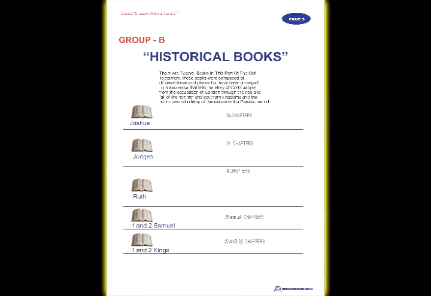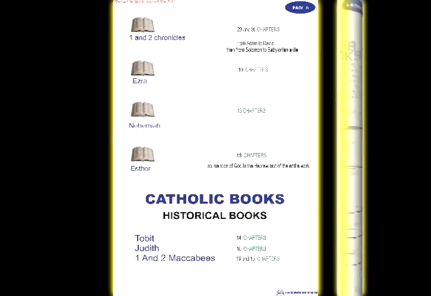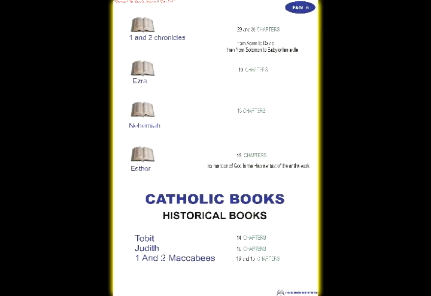So there are 12. Joshua has 24 chapters, Judges has 21, Ruth has 4, first Samuel has 31 and second has 24, first and second Kings, first has 22, second has 25. First Chronicles has 29, second has 36. Ezra has 10, Nehemiah has 13, Esther has 16. So Esther is the only book with no mention of God in the Hebrew text of the entire work. In Esther, there's no mention of God.